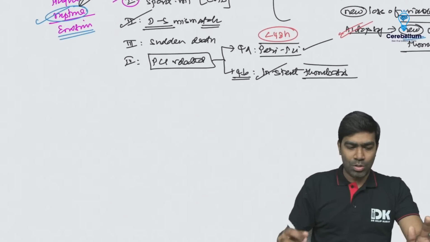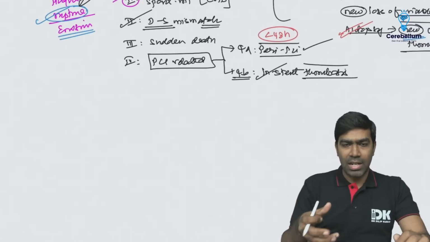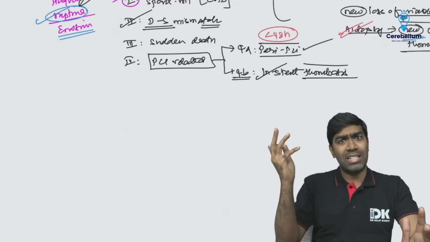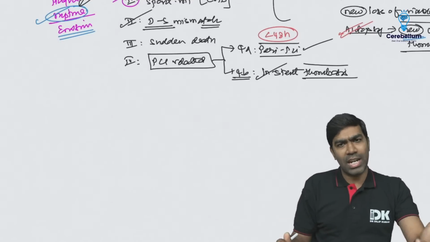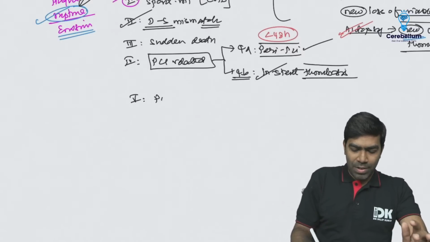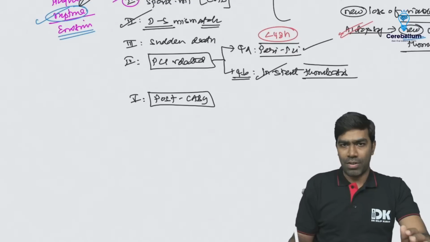Remember, in-stent thrombosis can occur anytime, which means it can occur immediately, when the stent is being placed in the cath lab itself, or it can occur years later, like after 5 years or even 10 years. Anytime it can occur. There's no timeline for that. And what about type 5? Type 5 is called post-CABG related MI, that is, post-coronary artery bypass grafting related myocardial infarction.